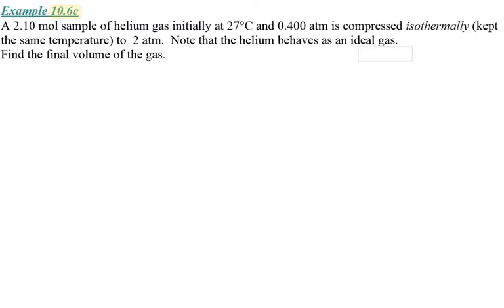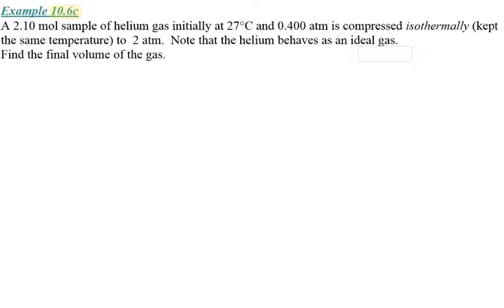For the next question, they say that a 2.1 mole sample of helium gas, initially at 27 degrees Celsius, which is 300 Kelvin, and 0.4 atmospheric pressure, is compressed isothermally. A good word to know. Isothermally means at a constant temperature to 2 atmospheric pressure, 2 times 10 to the 5th Pascal. Note that the helium behaves as an ideal gas. Find the final volume of the gas.